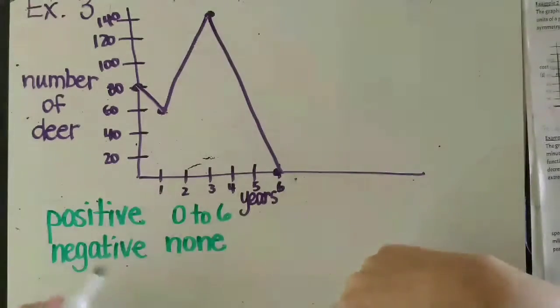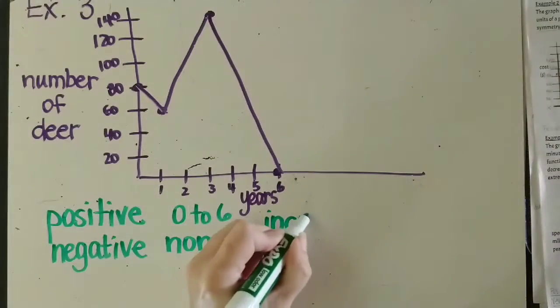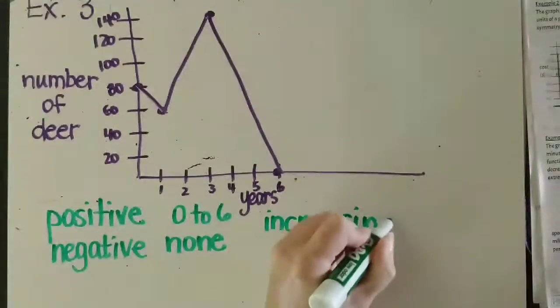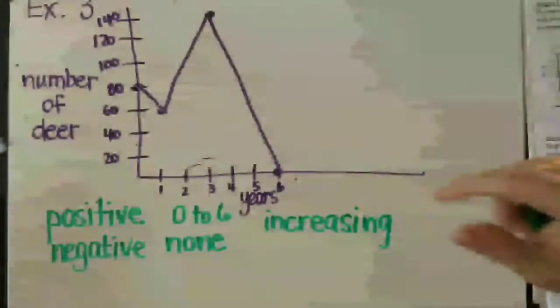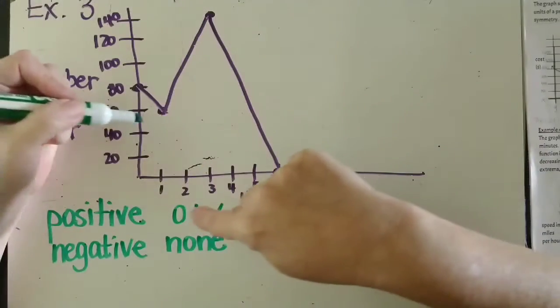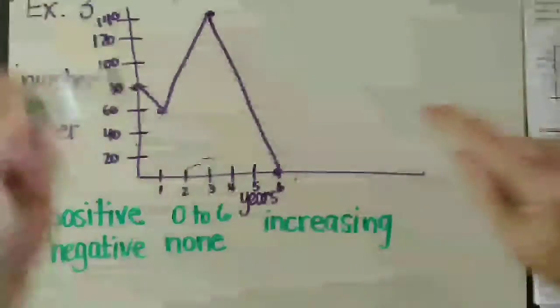Now we have to find out, when is it increasing? In other words, when is our function rising or going up? Looks like it's going up, and we're reading on our x-axis, remember. It's going up from 1 to about 3.